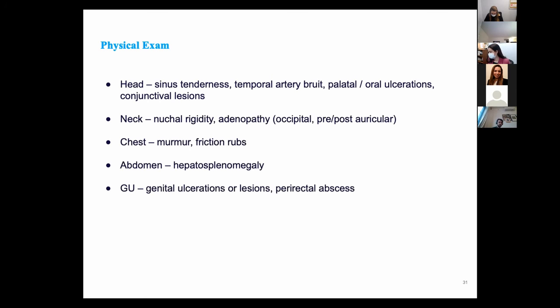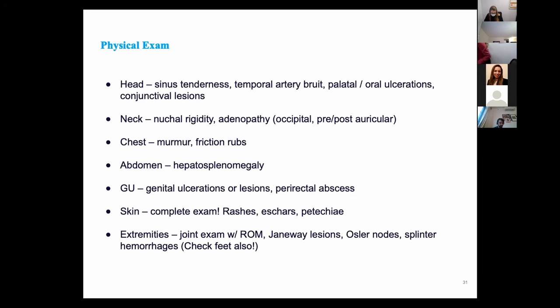spleen and liver size. A GU examination is important, especially looking for genital ulcerations or lesions. It often gets overlooked. Perirectal ulcerations, lesions, or abscesses, especially in the ICU patient who can't give you a history or point to things that may be bothering them very much. People who've had rectal tubes for a long time are prone to get perirectal abscesses. And then skin: you always want to do a complete skin exam as much as you can, looking for rashes, eschars, petechiae, which can give you clues.